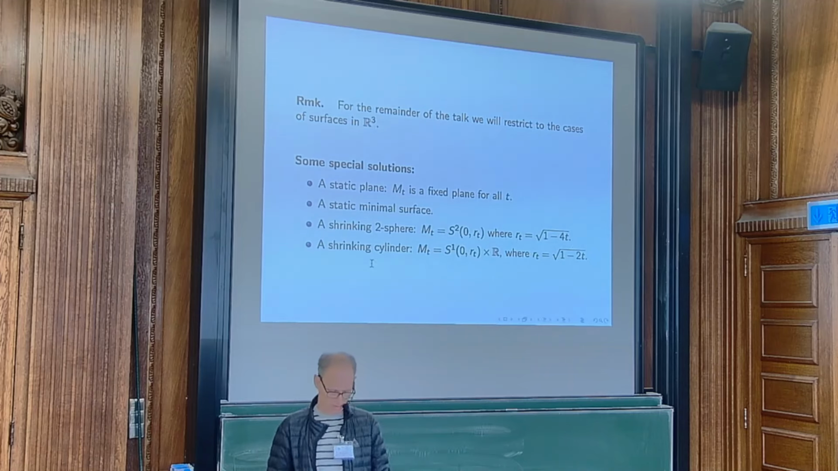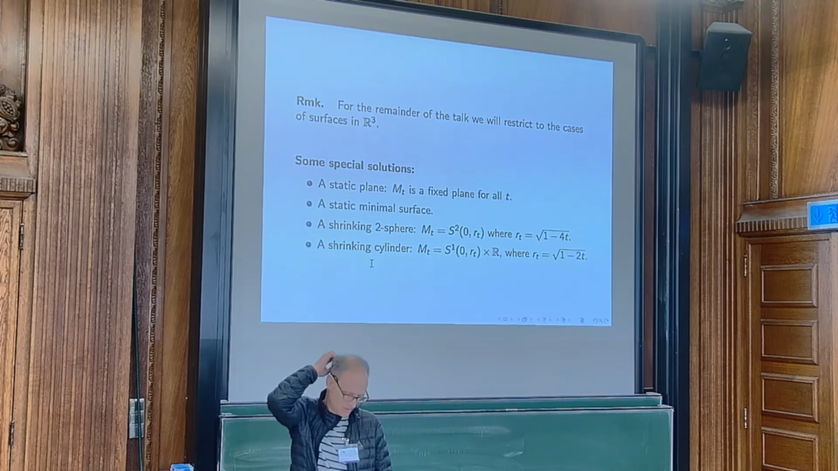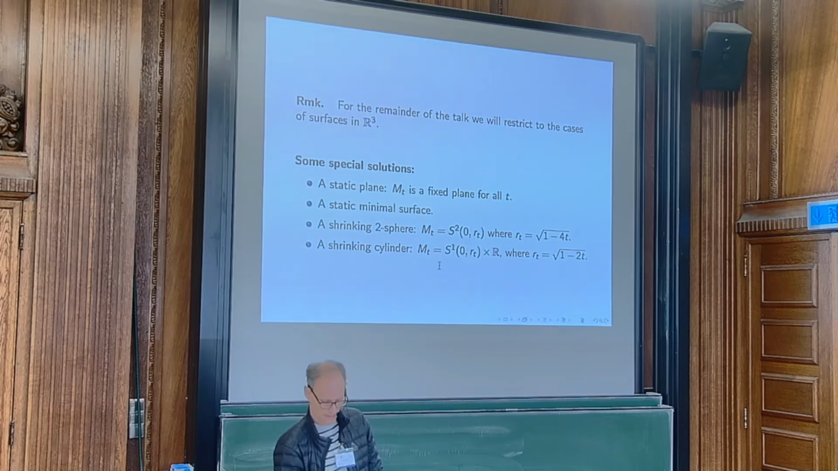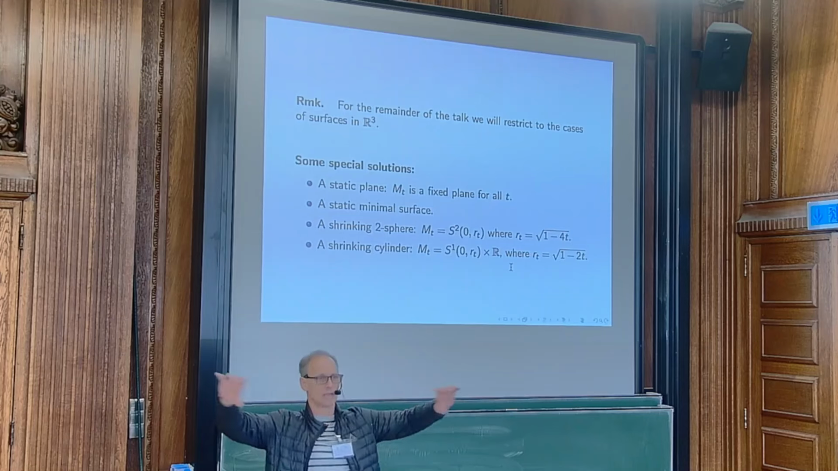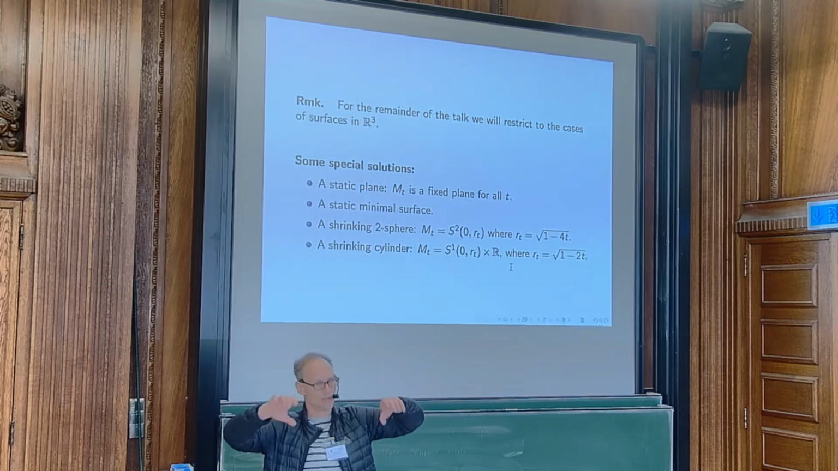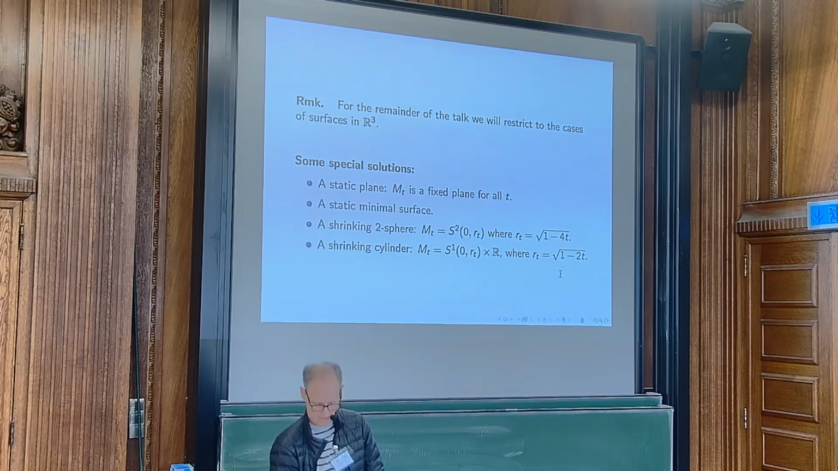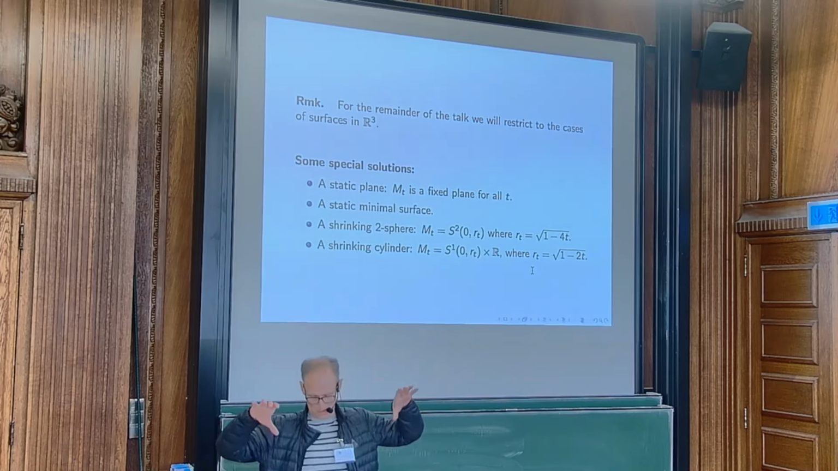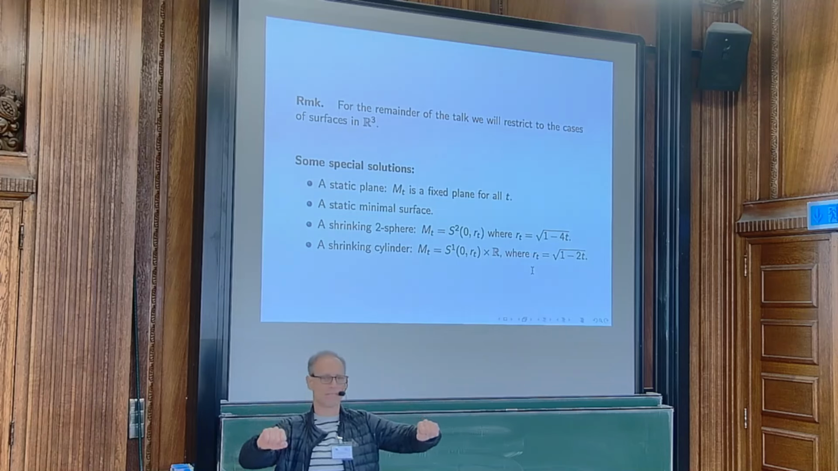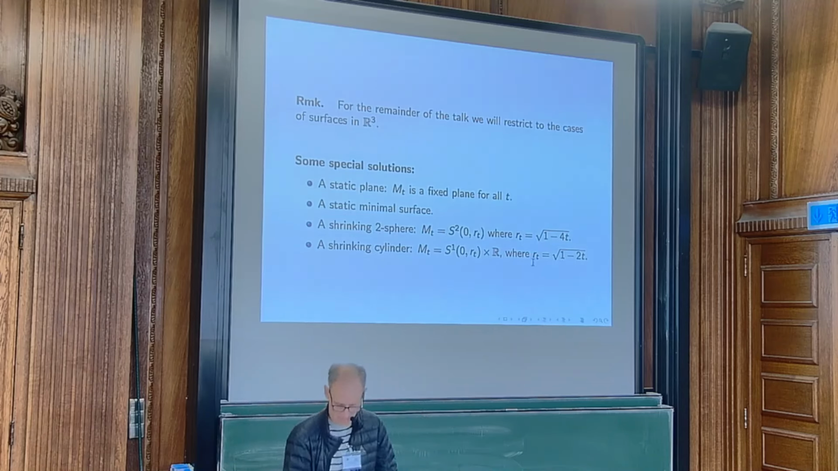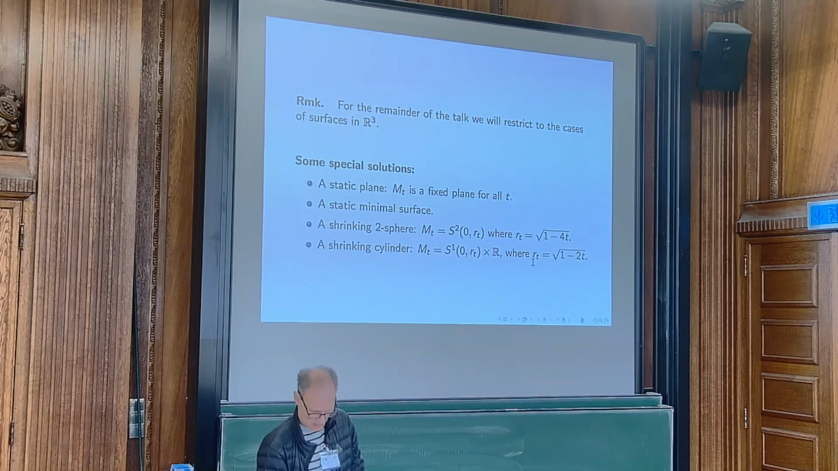And another example to think about is the shrinking cylinder. So we take the product, say, of a circle in the plane, circle of radius R_t, and cross that with R, so we get this shrinking round cylinder where the radius is given by this formula. Okay, so notice that in both cases the solution has curvature that blows up in finite time. Okay, and the solution is only defined for a finite time interval. Okay, so those are some first solutions to consider.